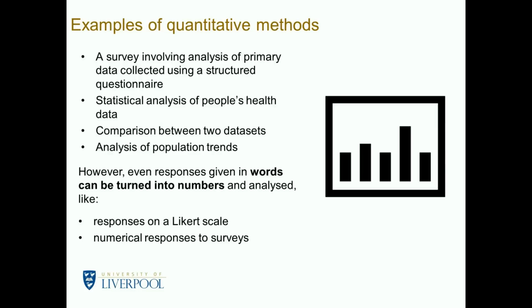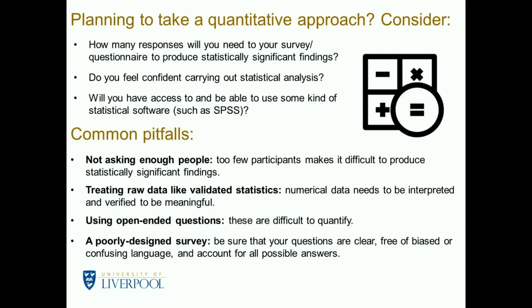Now, examples of quantitative methods include a survey involving analysis of primary data collated using a structured questionnaire, statistical analysis of people's health data, for example, comparison between two data sets, and analysis of population trends. However, even responses given in words can be turned into numbers and analysed, like responses on the Likert scale and numerical responses to surveys. So here, once again, are further micro elements which could be considered if you're using quantitative methods.